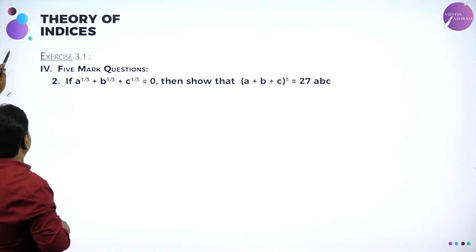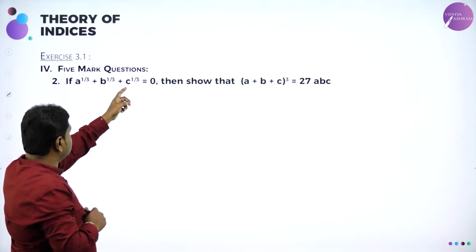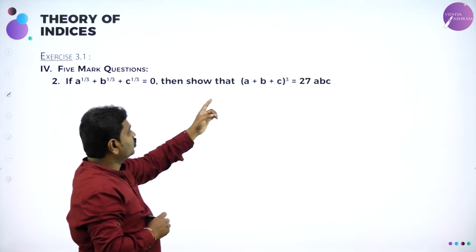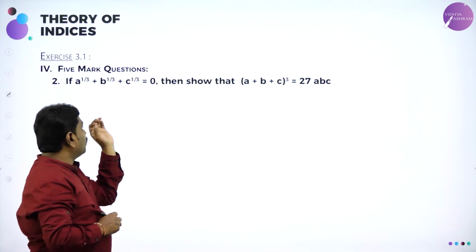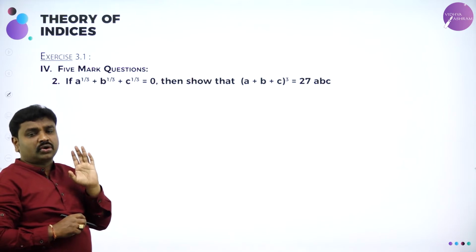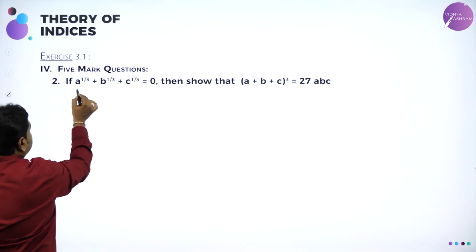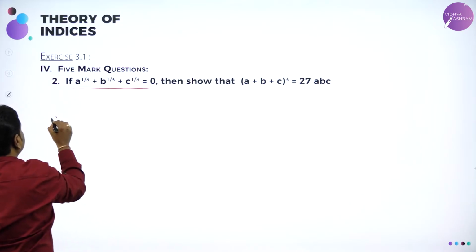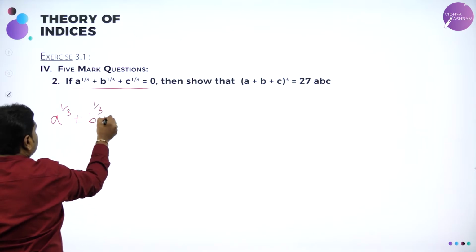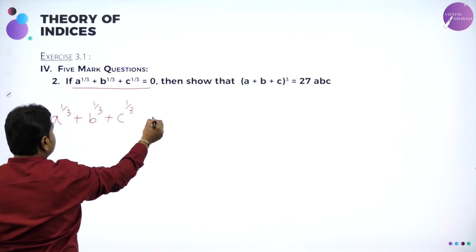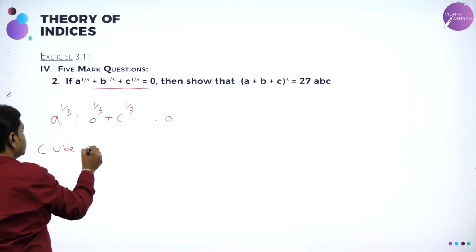Hence the proof. Next, a power 1 by 3 plus b power 1 by 3 plus c power 1 by 3 is 0. Then they want you to show a plus b plus c the whole cube is 27abc. In order to prove problems of this kind, first you should be thorough with the whole cube identity. So now I'll take this condition and I'll cube on both sides. a power 1 by 3 plus b power 1 by 3 plus c power 1 by 3 is equal to 0, they give. Let us cube on both sides.